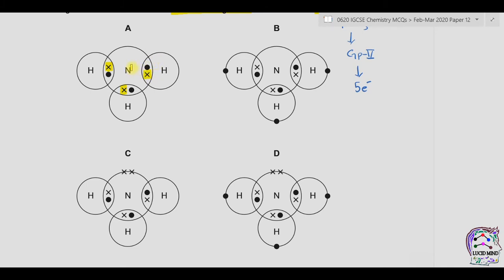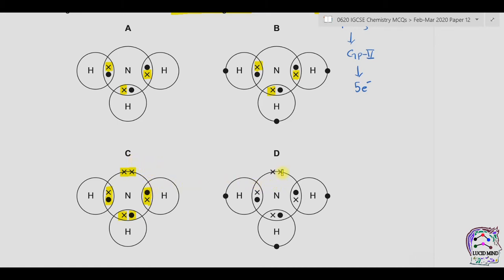Actually, nitrogen must have 5 electrons, so A is wrong. In B, we can see there are again 3 electrons present in the outermost shell of nitrogen, so B is also incorrect. In C, we can see 2, 3, 4, 5. There are 5 electrons in the outermost shell of nitrogen, and hydrogen has 1 electron in the outermost shell. This hydrogen and this hydrogen also have 1 electron each. So therefore option C seems to be correct.